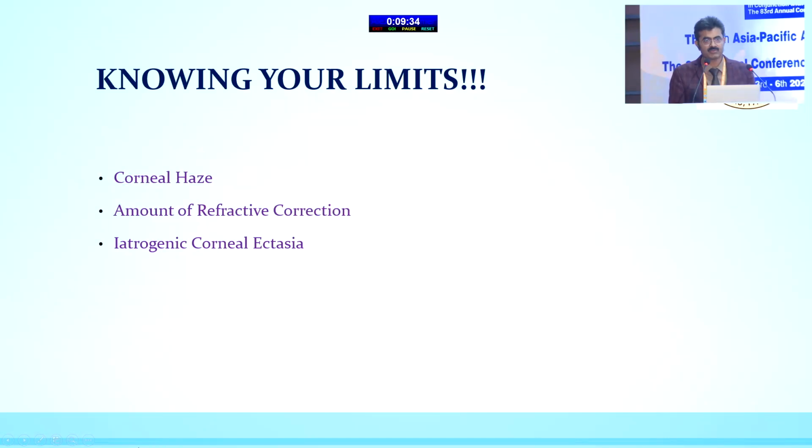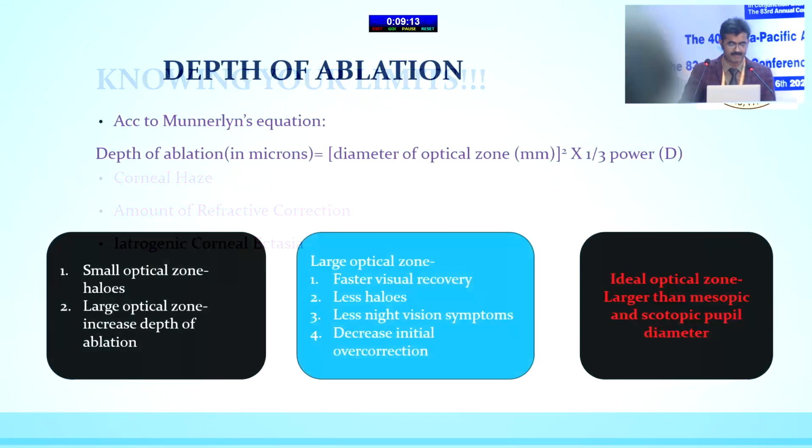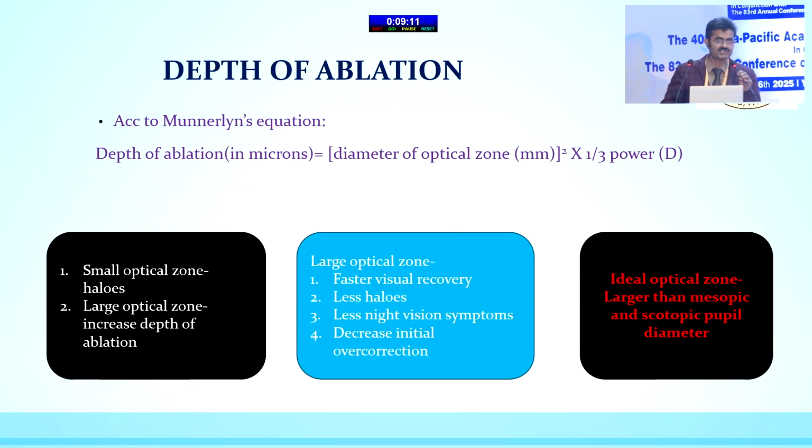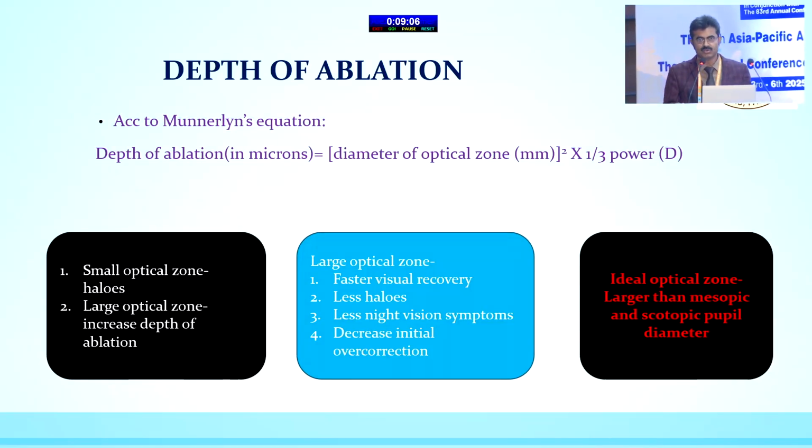The greatest problem in PRK is the corneal haze. Corneal haze is more dependent on the amount of refractive correction and the danger of creating an iatrogenic corneal ectasia. These are the things you have to keep in mind, where you need to know your limits, how far you are going. So basically the depth of ablation becomes one of the important factors. Larger the ablation zone, more the depth of ablation. So you have to optimize the optical zone while you are doing a correction.